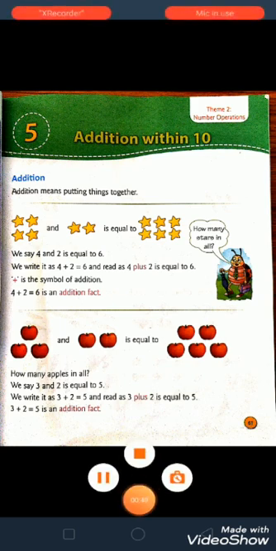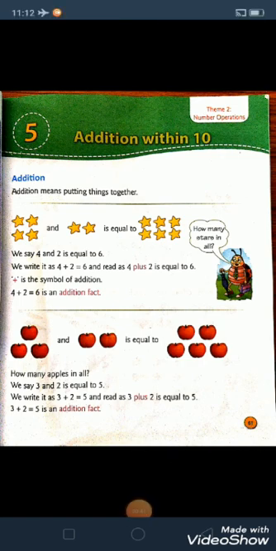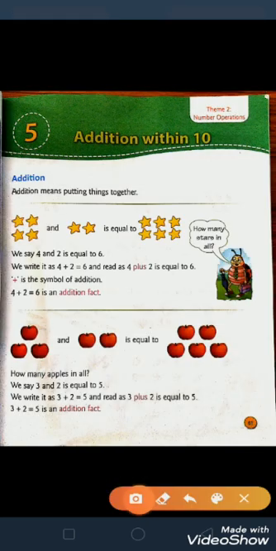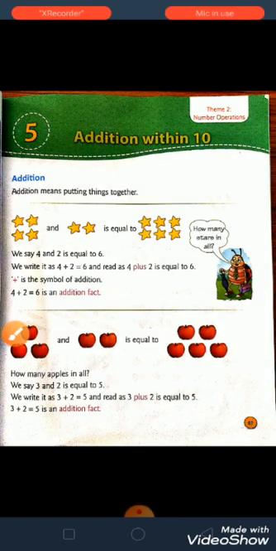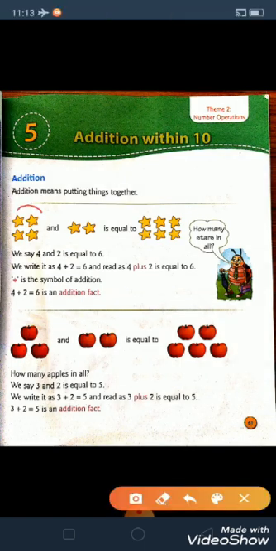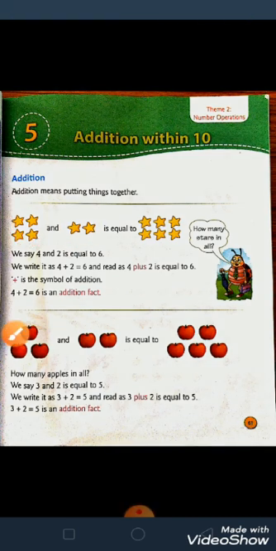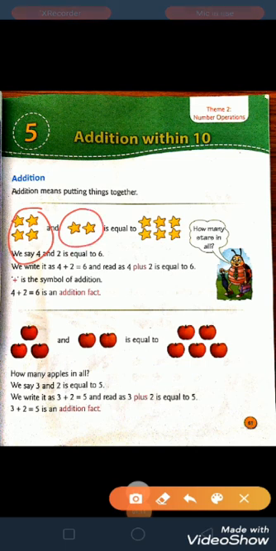So, here addition means putting things together. For example, here 4 stars has been given and here 2 stars has been given. If we have to count it, what do we have to do? We have to add these stars and in total we have to say it is 6.